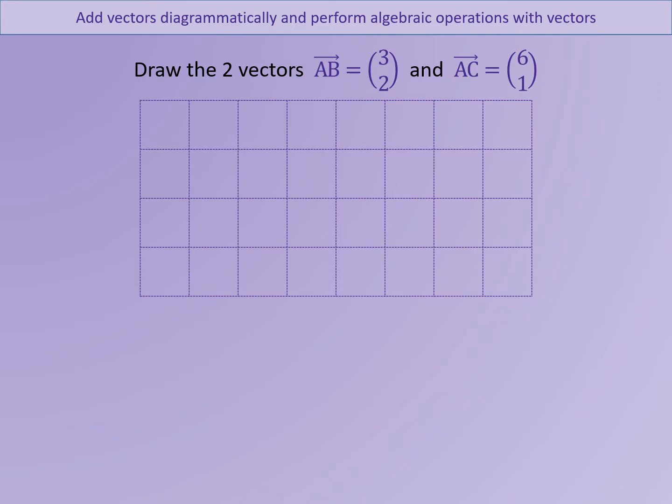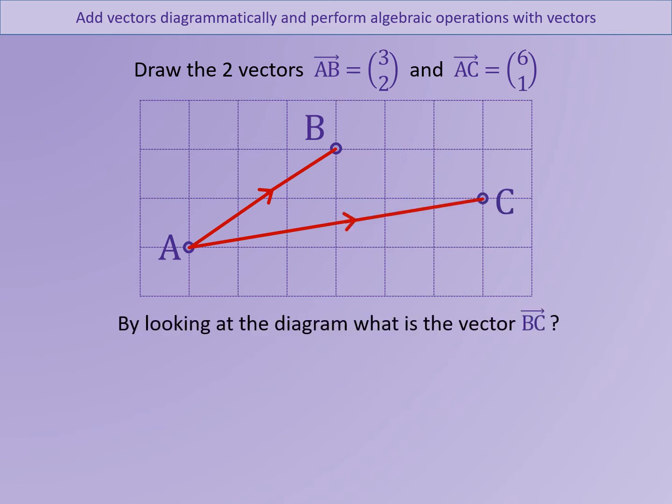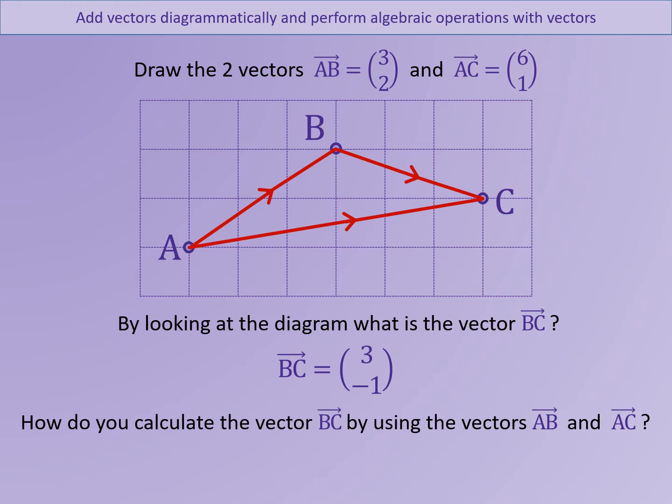Let's have a go at drawing these two vectors. So the vector that connects A to B is (3, 2), and the vector that connects A to C is (6, 1). If we look at the diagram, we can now calculate what the vector that connects up B and C would be. That would give us (3, -1). Now we can also work out this calculation by just looking at the vectors AB, AC. And this would allow us to not have to draw that diagram in the first place.